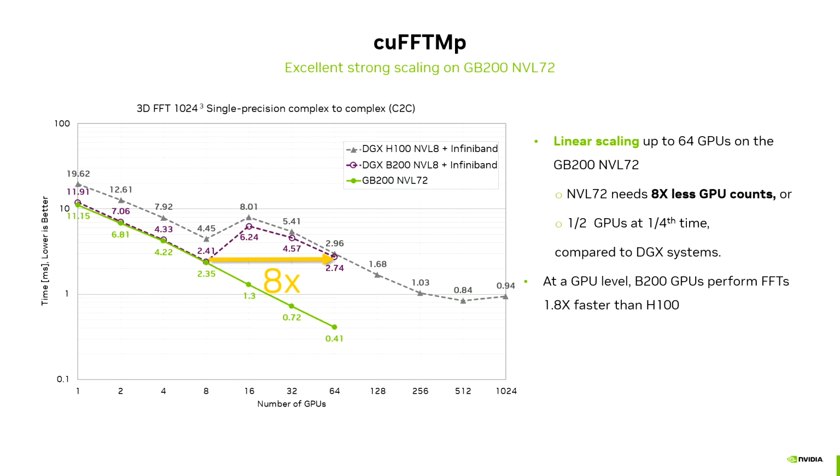There is one minor point that I want to also make here. If you remember from the previous slide, we said on a chip-to-chip level, there is a ratio of, I think, about 1.6, 1.7 between H200 and B200.